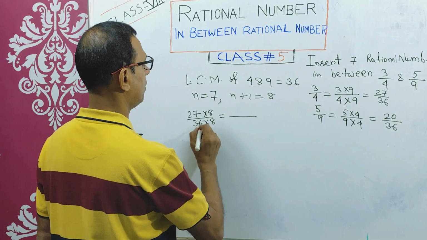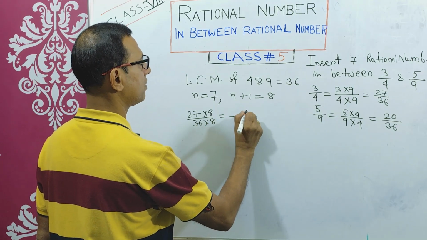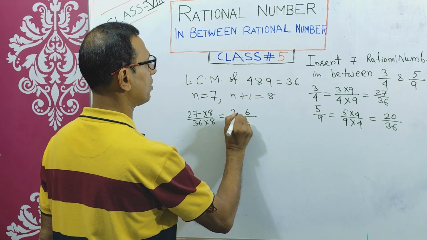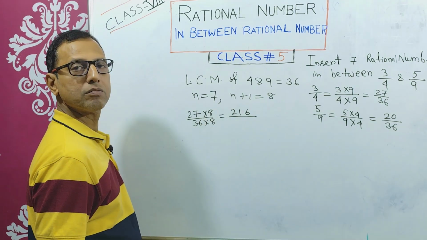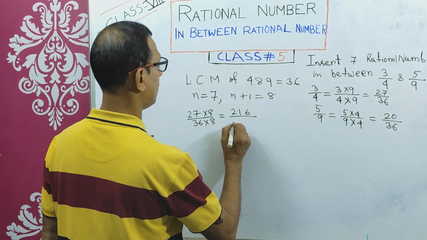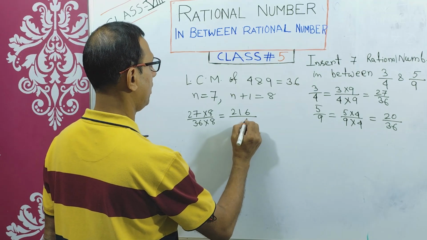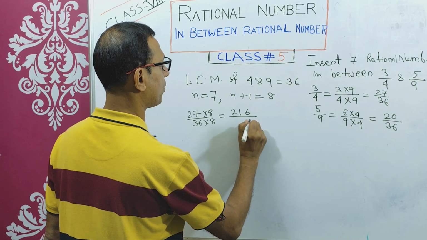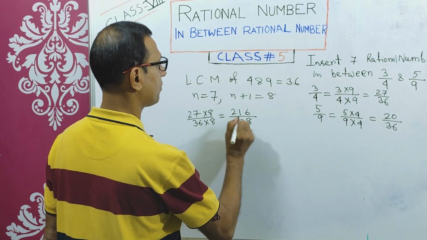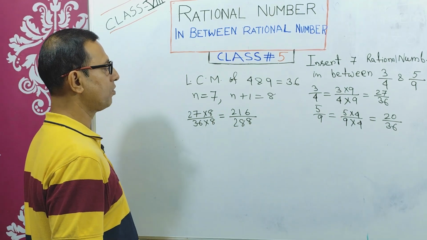So it is 7 8s are 56, 8 2s are 16 plus 5 is 21, so 216. Okay, and here it is 36 into 8: 6 8s are 48, 3 8s are 24 plus 4 is 28, so 288. So 216 by 288.